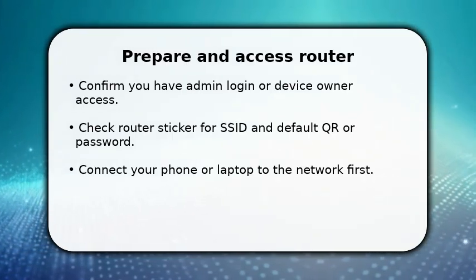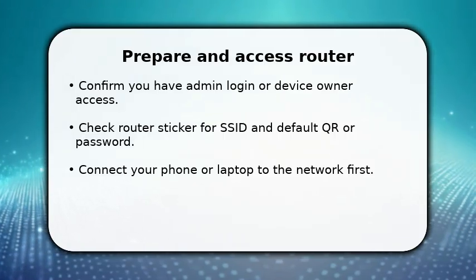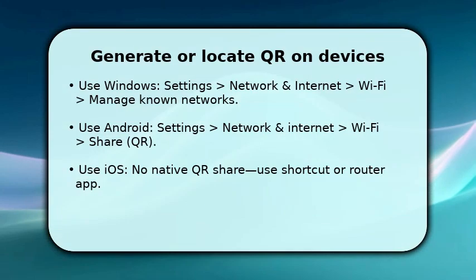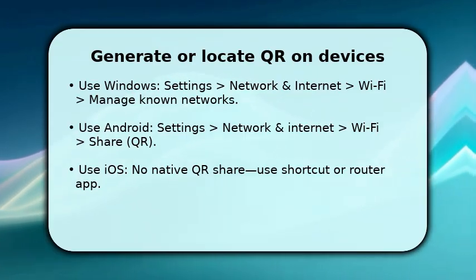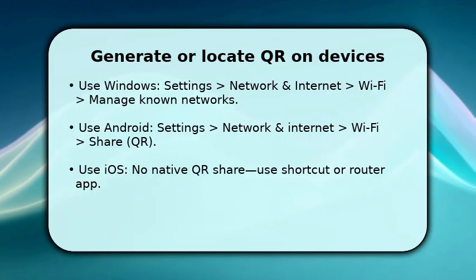Make sure to note the admin credentials. Without them, you can still find the QR from a connected device, which we'll show next. Once you have a connected device, you can generate or reveal the Wi-Fi QR. On Android, open Wi-Fi settings, tap the connected network, and choose Share to show a QR code. This encodes SSID and password.